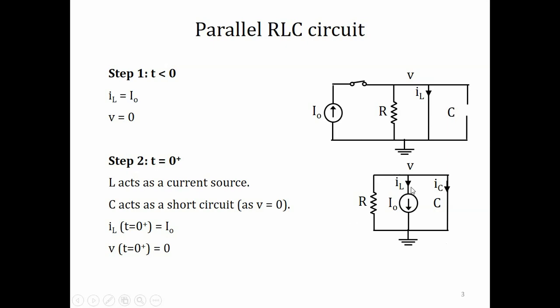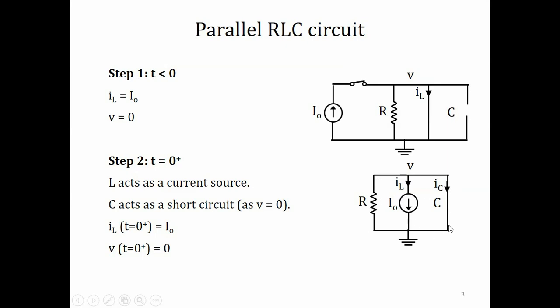We also have been asked to find IC. So we need to find the initial condition for IC. So how much is IC in this circuit? IL is I0. How much is IC? Actually the voltage is still 0, V is 0, so no current flows through the resistor. So this entire I0 flows through the capacitor.